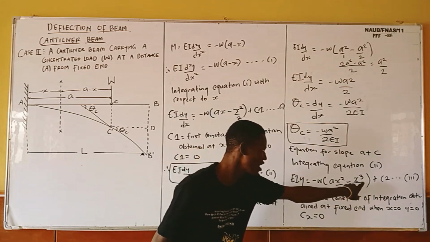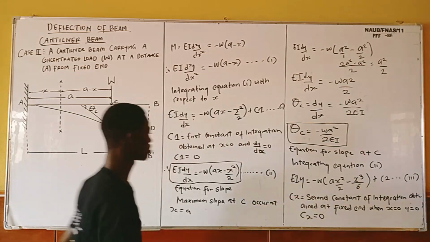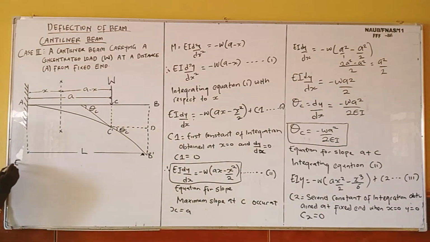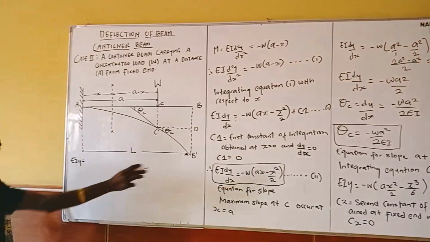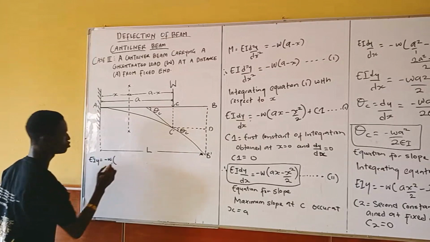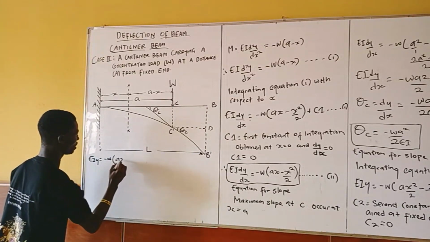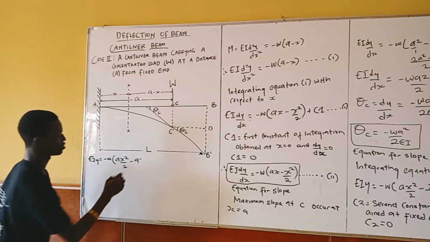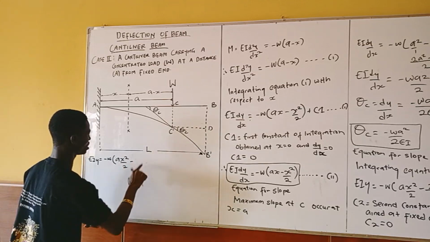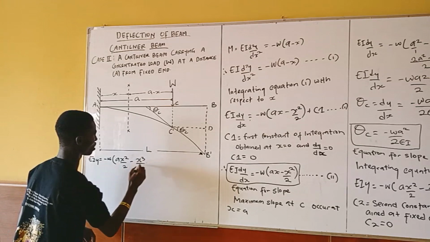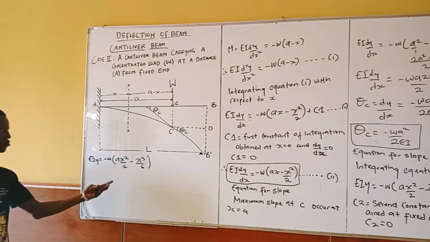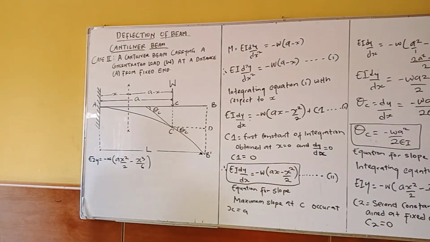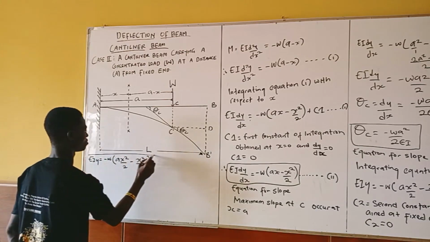What remains is to add 0 to this equation. If I add 0 to this equation, I'm going to have this equation back: EIy equals minus W times AX squared over 2 minus, sorry, here I'm having X cubed over 6. So the next thing for me is to simplify this equation.